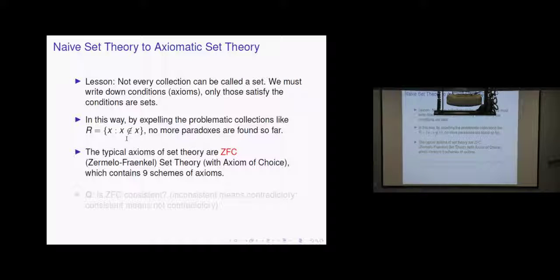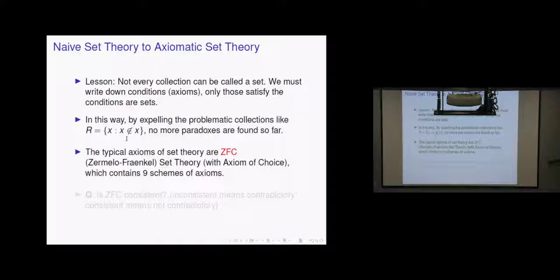F for Franco. And C is not a person. C is the axiom of choice, whatever it means. Okay. So which contains about 9 schemes, it depends on how you write them. The usual writing is probably 9. And scheme means sometimes the axioms are not a single axiom. It's a family of axioms of the same pattern. So we call it a scheme.